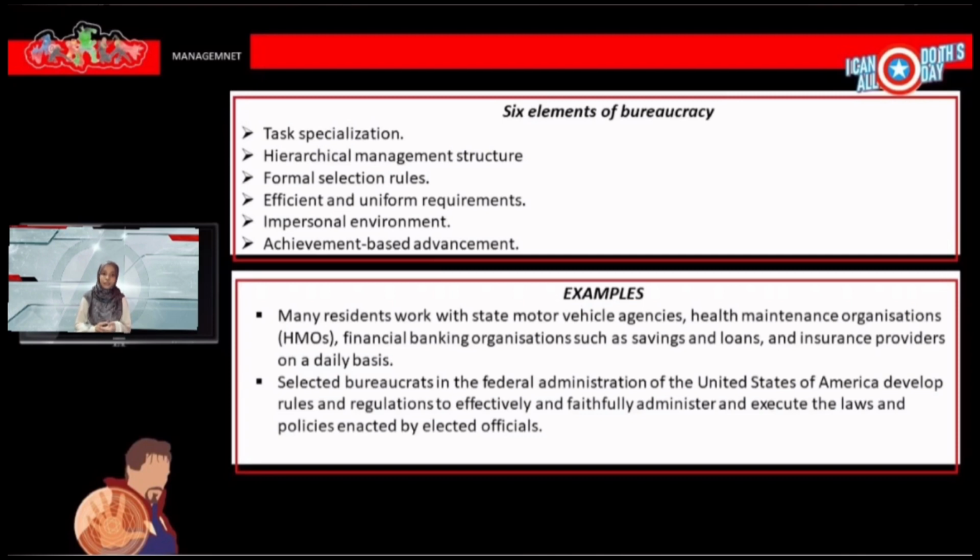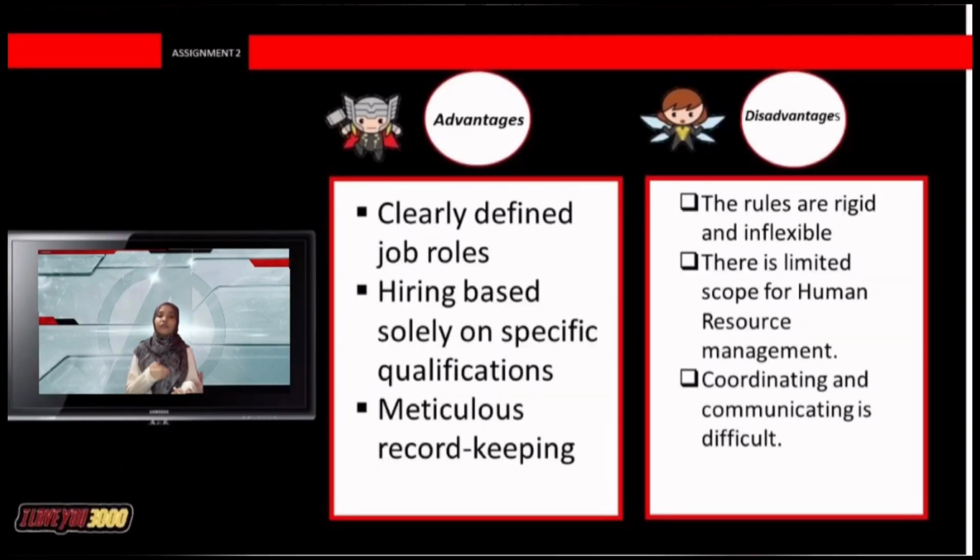Then, everywhere we go, there are examples of bureaucracies. First, many residents work with the state motor vehicle agency, health maintenance organization, and financial banking organizations such as savings and loans and insurance providers on a daily basis. Next, selected bureaucrats in the Federal Administration of the United States of America developed the advantages of the elements of bureaucracy by Max Weber: clearly defined job roles, hiring based solely on specific qualifications, and the last one is meticulous record keeping.